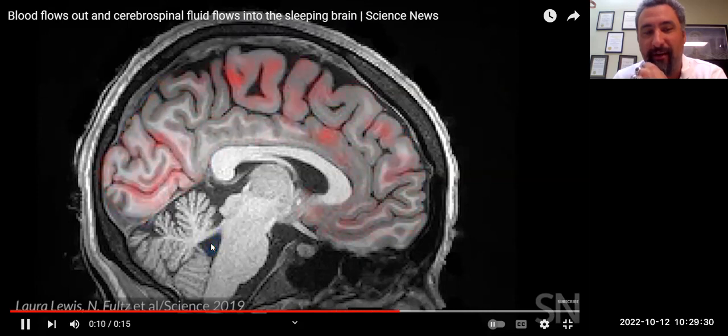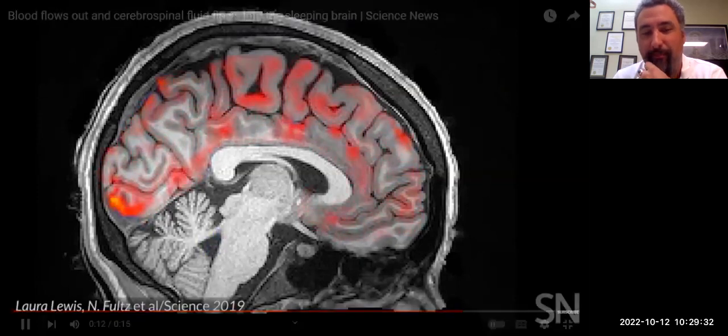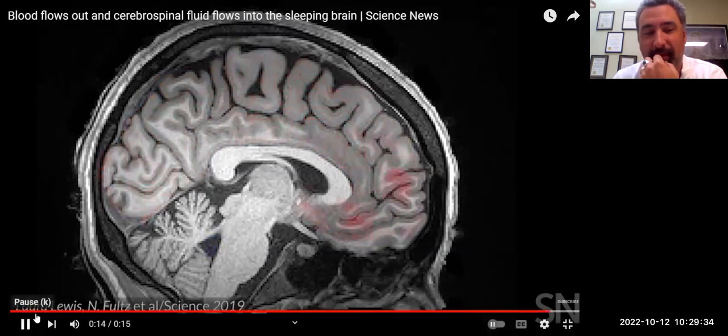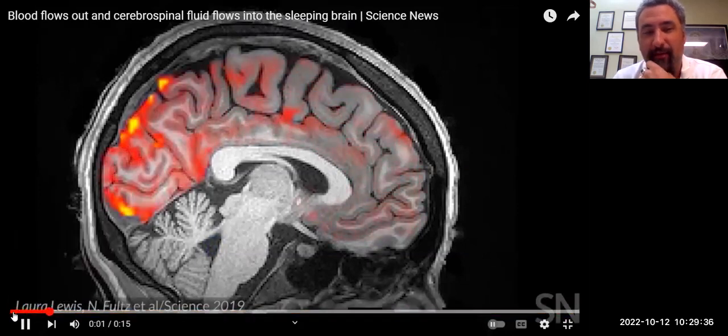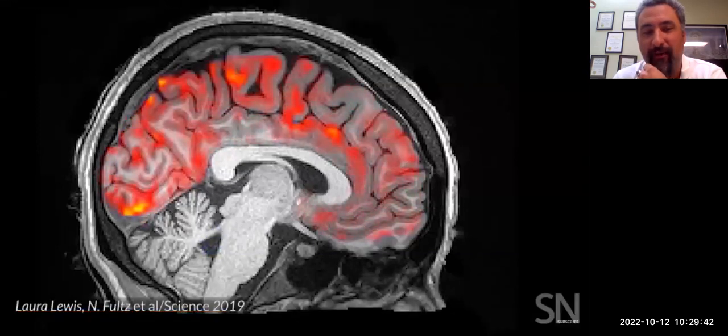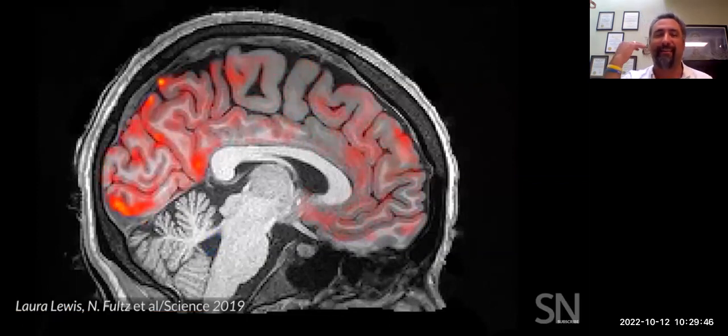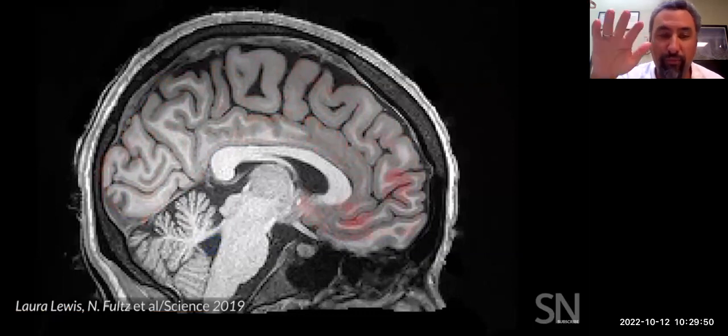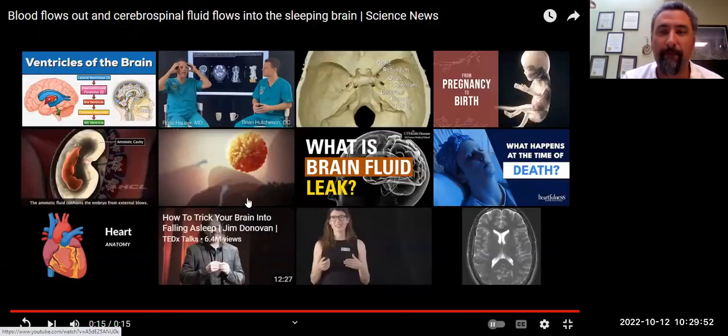Blood flowing out, pulse of CSF. All right, see that? Blood flowing out, pulse of CSF in. So imagine this pulsation. Okay. All right. Amazing.